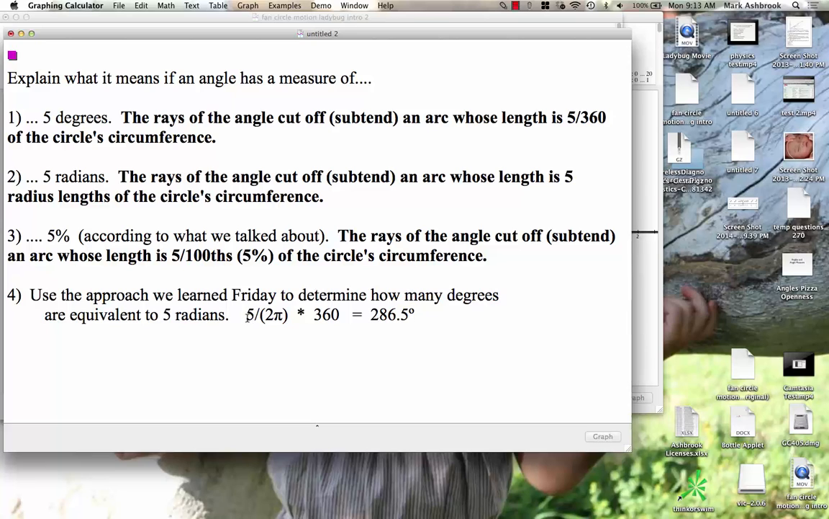Okay, this right here, that's 2 points. So 5 over 2 pi. If you had 5 over 2 pi, that's 2 points. Times 360 is 1 point. So this problem's worth 3. If you just had that first thing without the answer, that's full credit. So 2 points for the fraction, then an additional point for multiplying that fraction by 360.